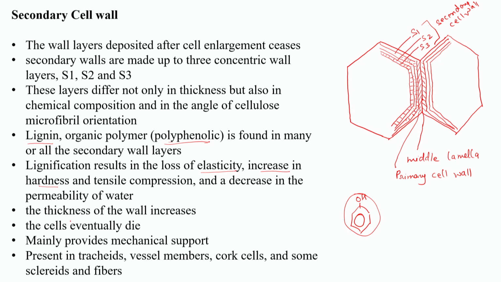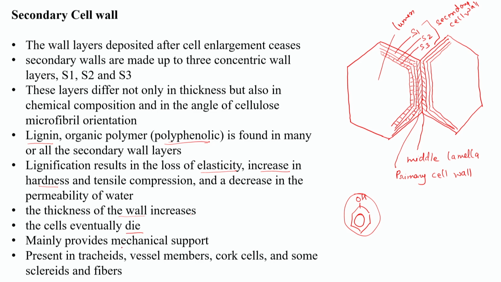Now, as the thickness of the wall increases, we can see here that the lumen, the cytoplasm inside the cell, is becoming narrower and narrower, and because of this the protoplasmic content, or you can say the living component, will decrease and eventually die, because they do not have any flexibility of movement, and water permeability is also lost. So, finally the cell will die.